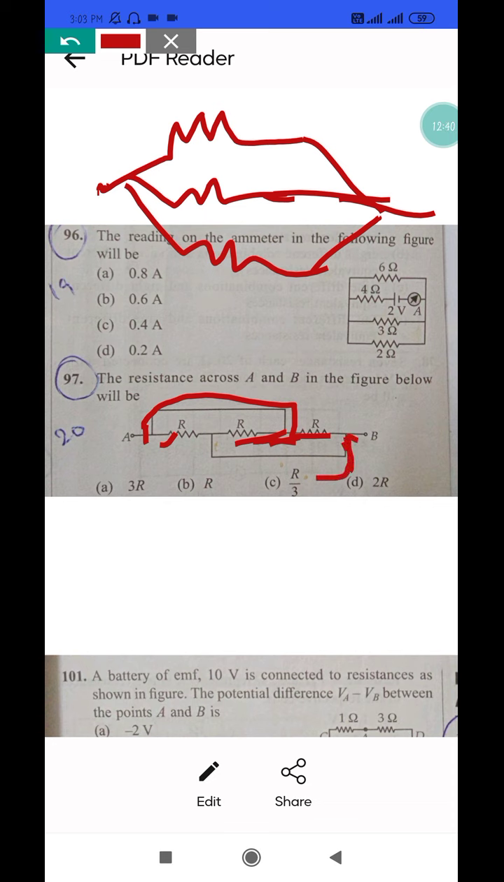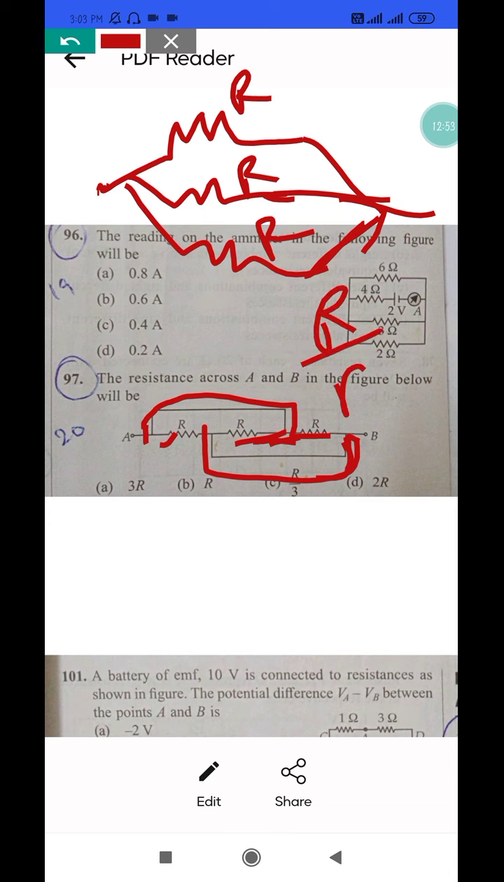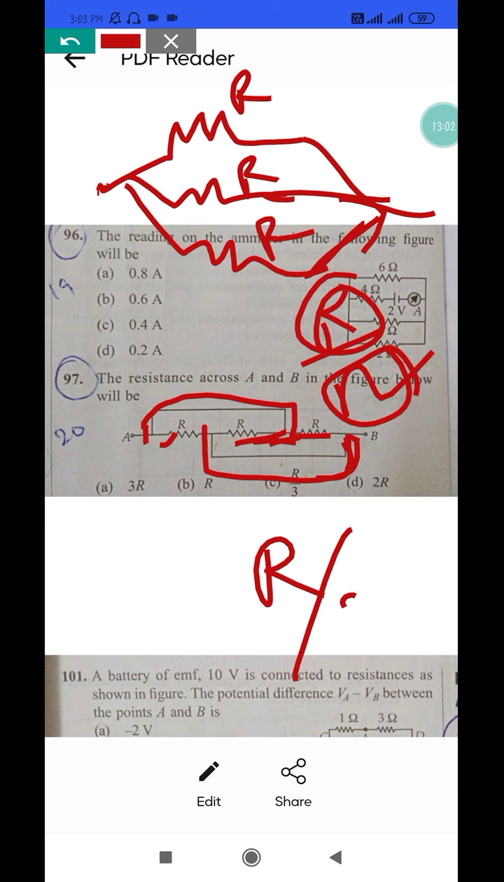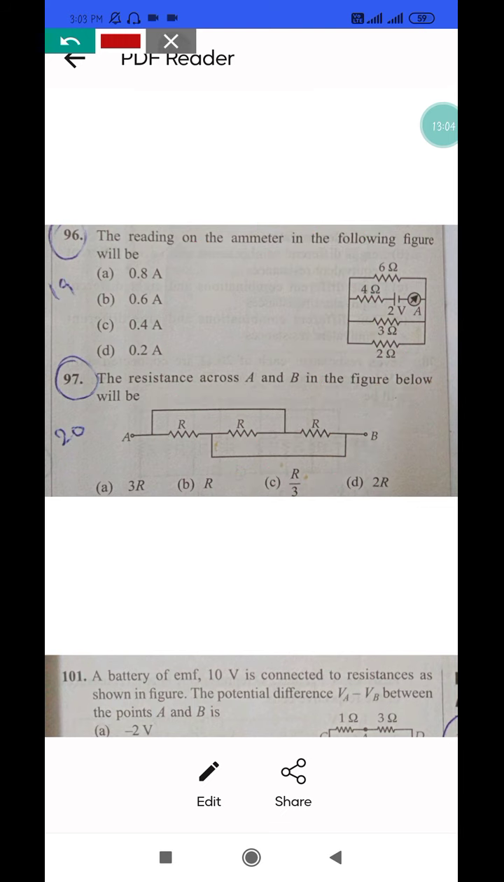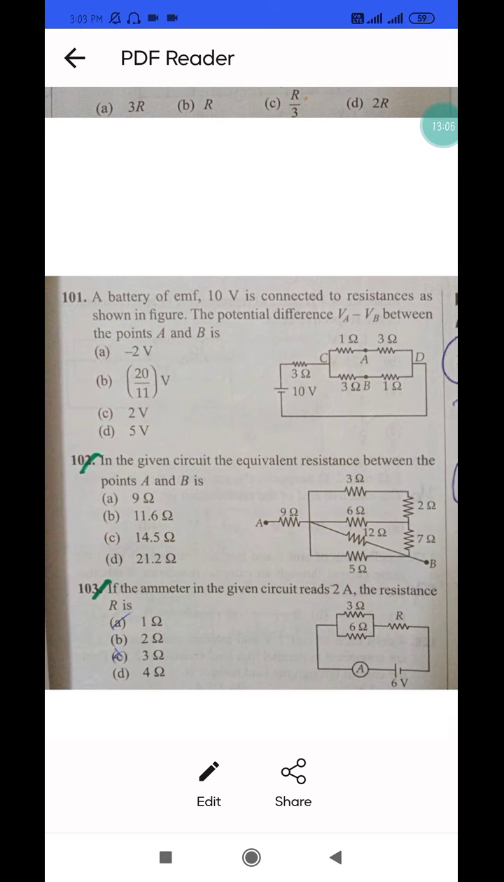This is one point, let's say this resistor, and it is connected with this end, which is common for these 2 resistors, right? So this is R, this is R, this is R. If 3 resistors are connected in parallel, the equivalent is R by N, where R represents the same resistance value and N represents the number of resistances. So that gives R by 3. So option C is the right answer. Moving on to the next problem.